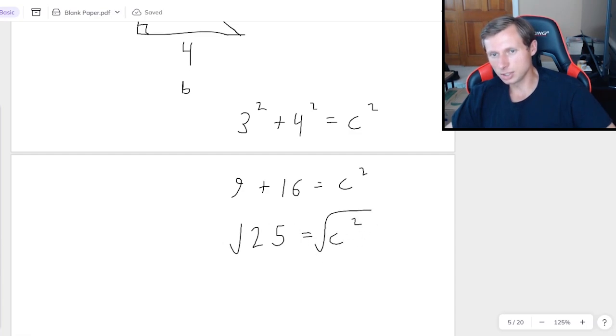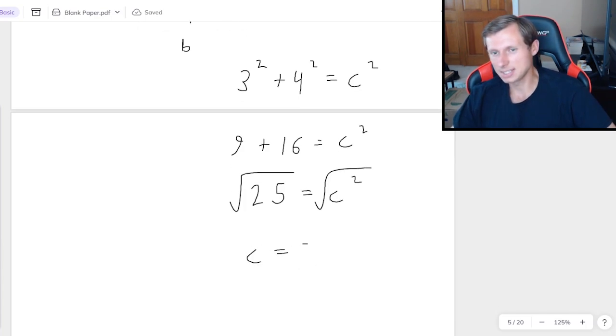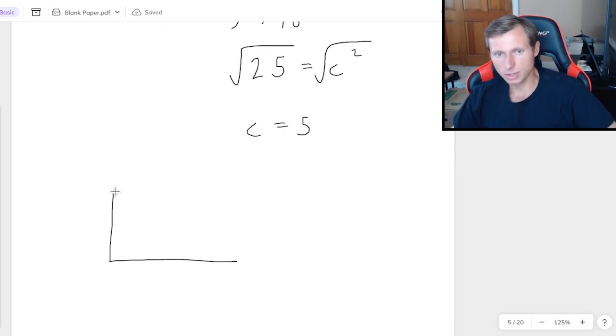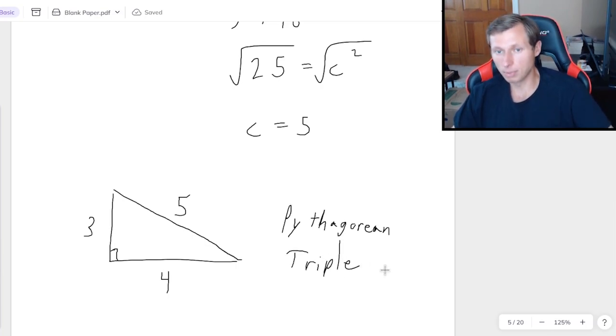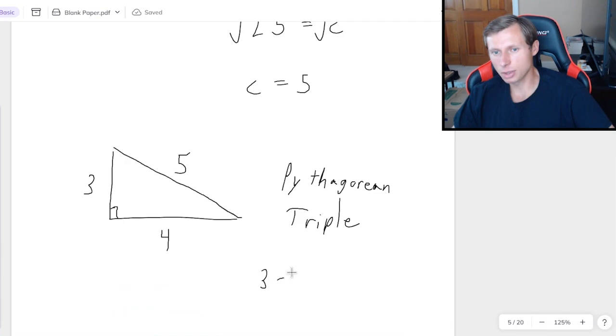And then we just take the square root of both sides. And we actually do know the square root of 25 right off the bat. It's c equals 5. So then that means my triangle is a nice 3, 4, 5 right there. And by the way, this has a special name when the right triangle has all friendly numbers, no decimals or square roots in it. It's called a Pythagorean triple. This case, it's called a 3, 4, 5 right triangle.